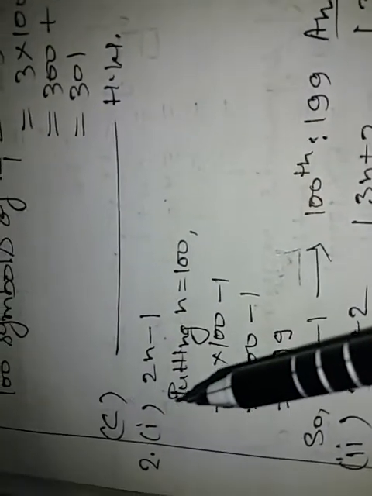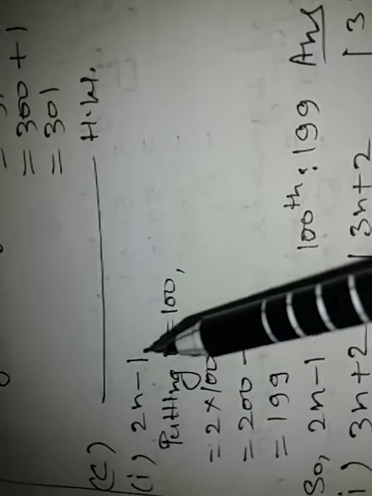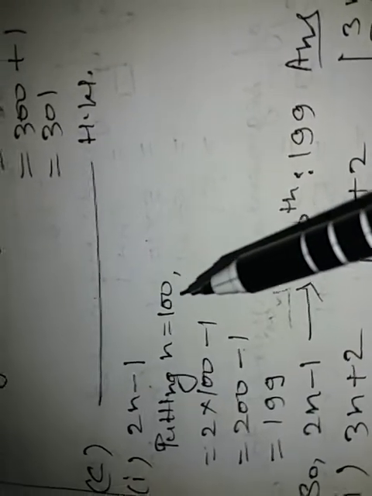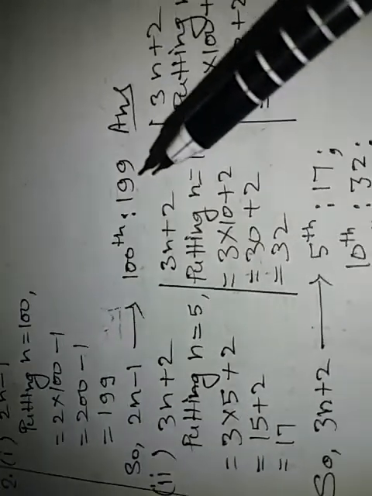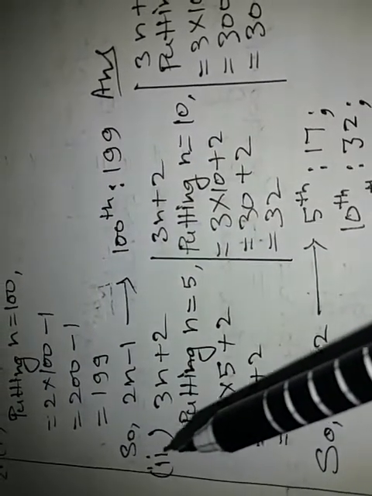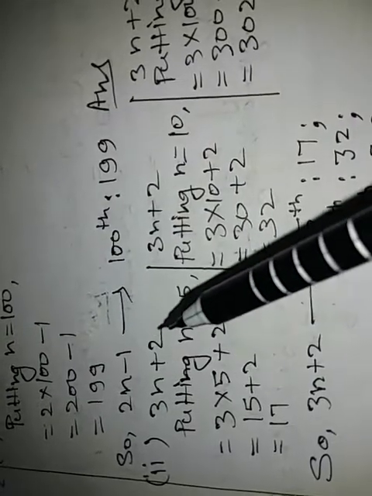Solution of part 1 of question number 2. The first expression is 2n minus 1. Putting n equal to 100, it is 2 into 100, writing 100 in place of n, minus 1. 100 twos are 200, minus 1 is equal to 199. It is the answer.